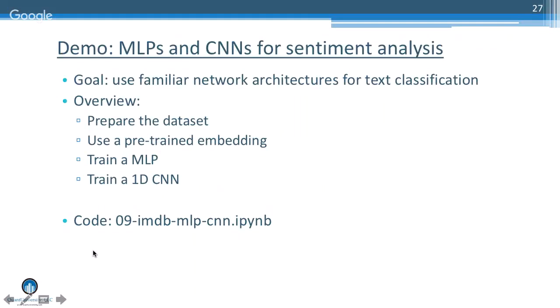And then we're also going to try a one-dimensional convolutional network, where we're going to say, you know what? Let's not look at all the words altogether. That's too hard. Let's look at small windows of the sentence, right? So 5 or 7 words at a time, and then have multiple layers that combine to more complex ideas after that.